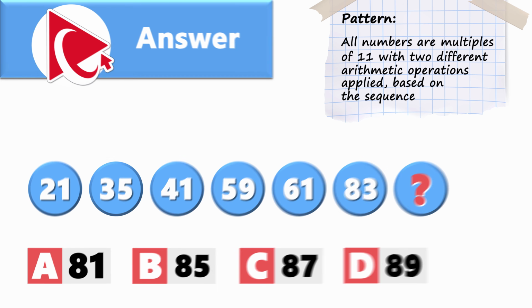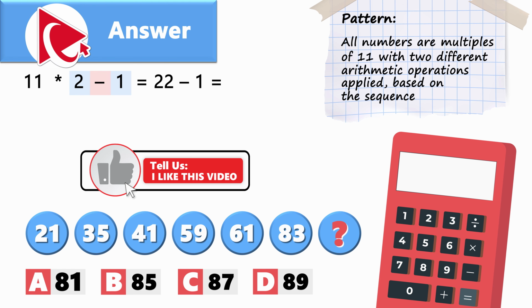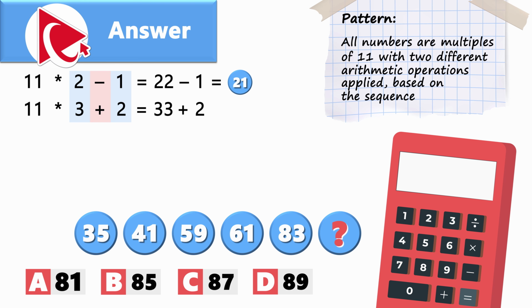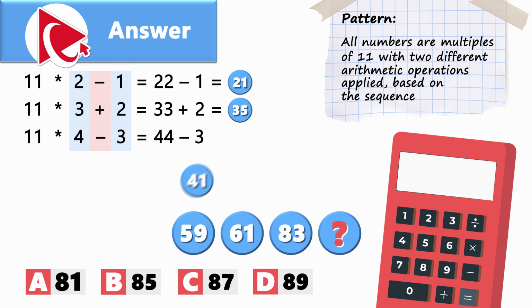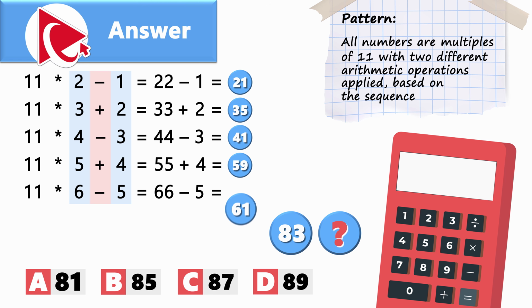For example, the first number is calculated as 11 multiplied by 2 minus 1, which equals 21. The second number is calculated as 11 multiplied by 3 plus 2, which equals 33 plus 2, which equals 35. The third number is 11 by 4 minus 3 equals 41. Then comes 11 multiplied by 5 plus 4 equals 59. Then we multiply 11 by 6 and subtract 5, and the result equals 61.